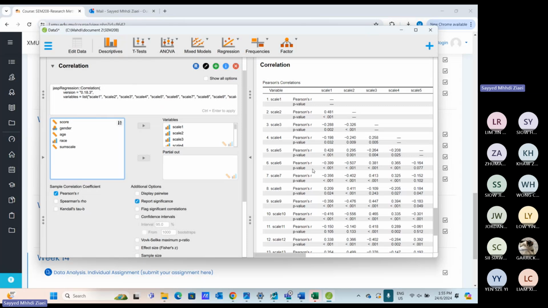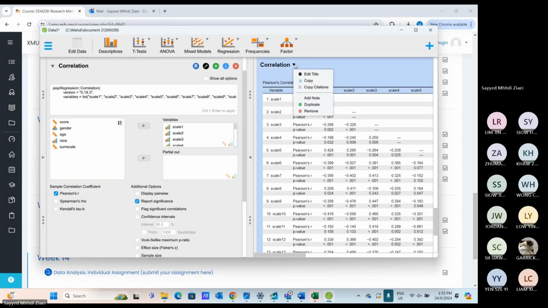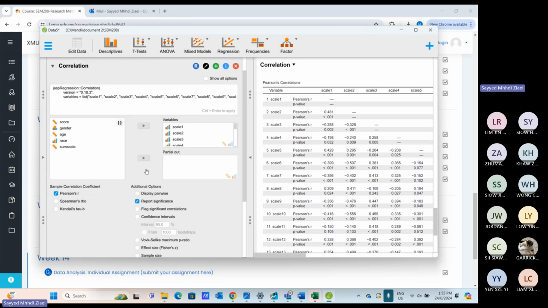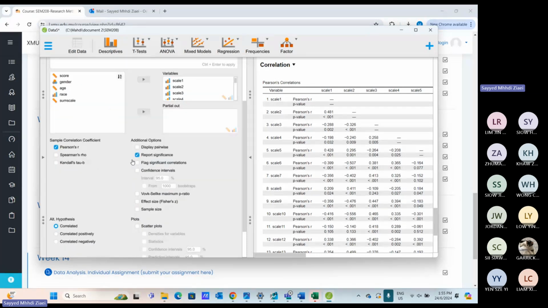So the Pearson table is very good. I do recommend that you have this table in your assignment. And then you can add some ingredient to your table. What's the ingredient? For example, you can use the flag significant correlation. If you use flag significant correlation, you can find which coefficients are significant.